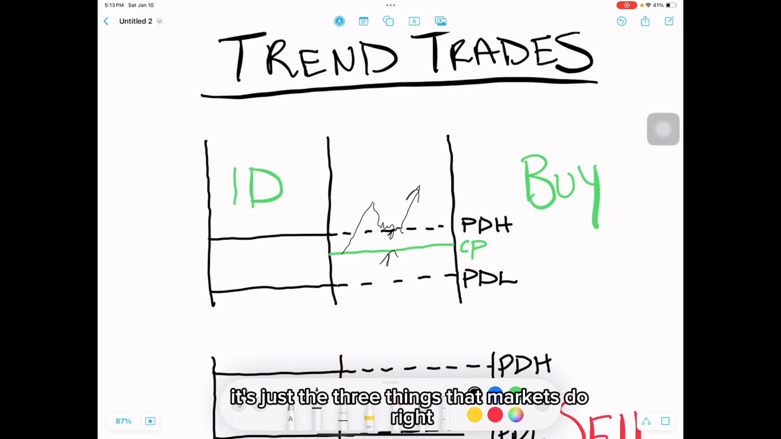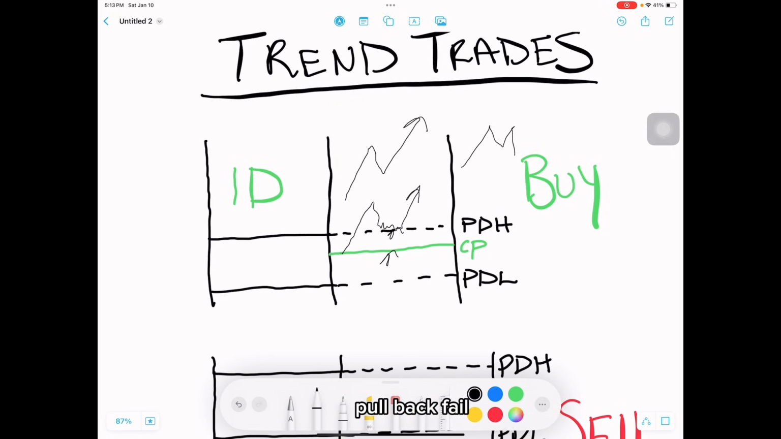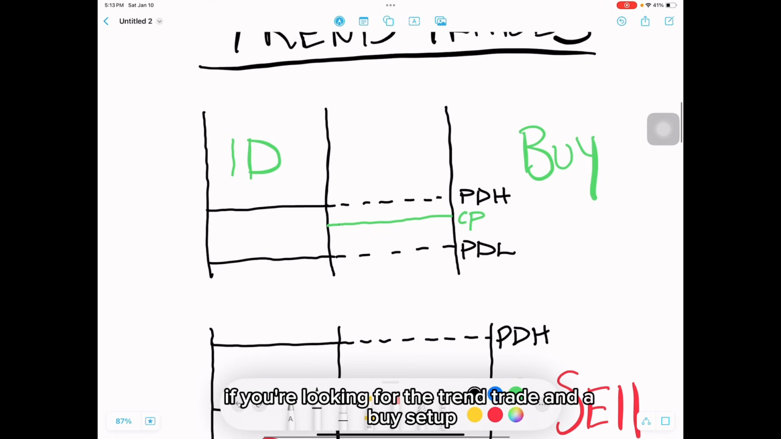It's just the three things that markets do, right? So if you're looking for trend trades, higher high, dump, coil, pump. This is just a basic structure of a trend. But if you're looking for the reversal, it would do this: breakout, pullback, fail, reverse. All right. So that's what you're looking for if you're looking for the trend trade and a buy setup.